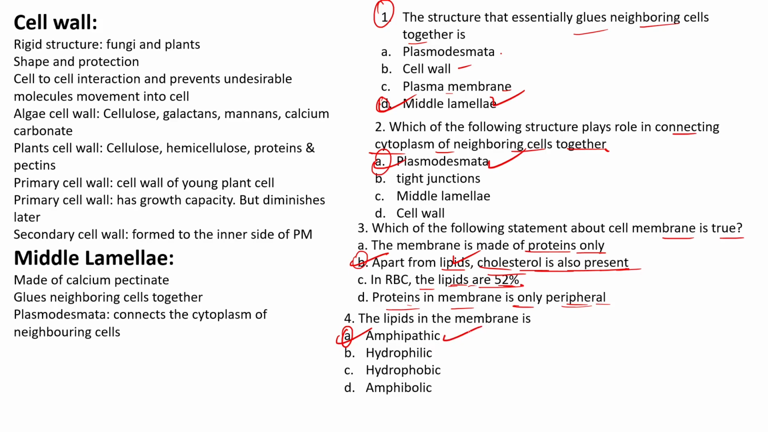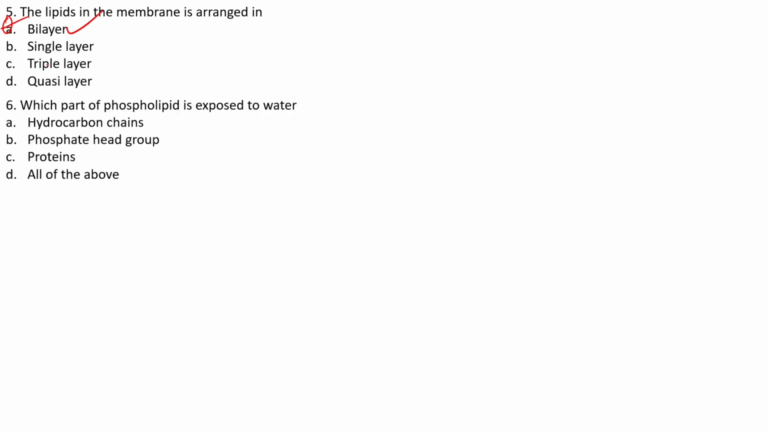Now, the lipids in the membrane are arranged in bilayer, single layer, triple layer, or quasi-layer? The answer is bilayer. The lipids in the membrane are arranged in a bilayer, two layers. Now, which part of the phospholipid is exposed to water?